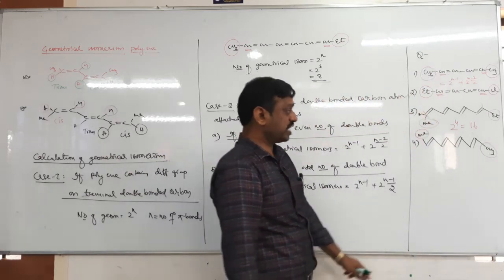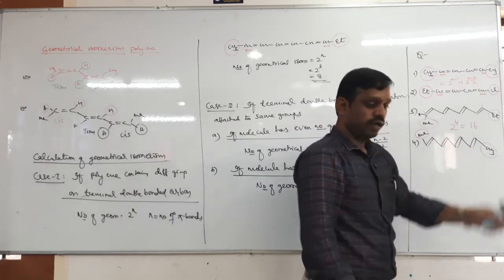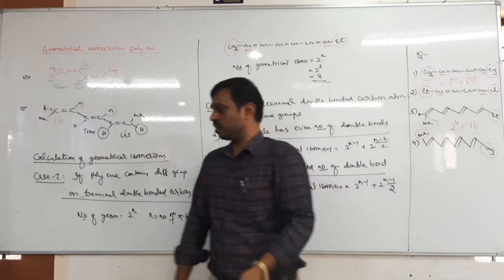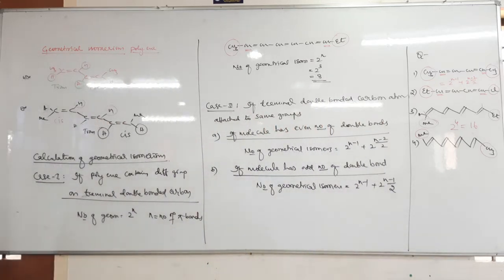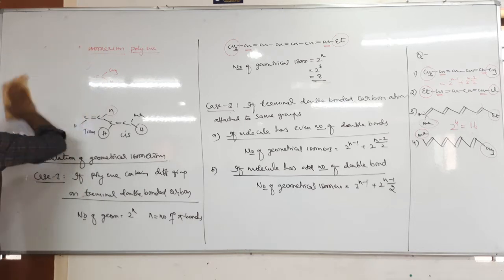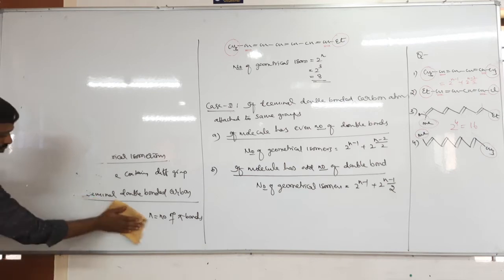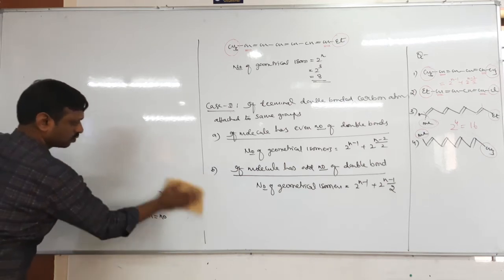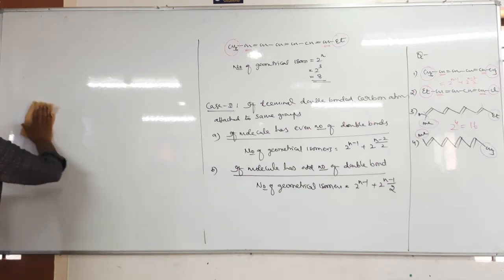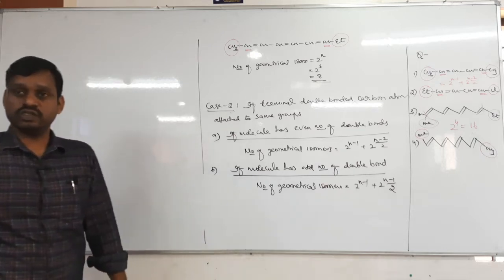Next here, if the terminal carbon atoms are attached to the same group, then identify the number of double bonds, 1, 2, 3, 4. It means an even number of double bonds. For an even number of double bonds, the formula is given, substitute in the formula, and you will get the answer. Okay, so this is the geometrical isomerism in polyenes.